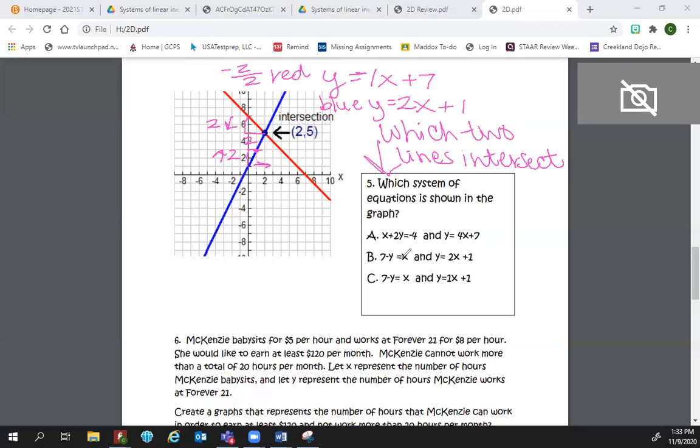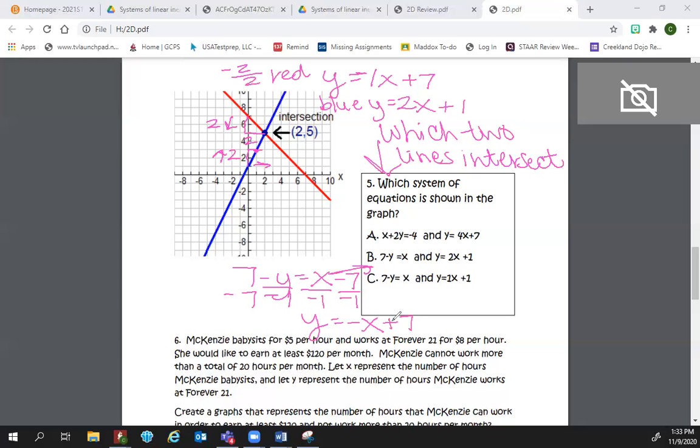Look at this equation. Is this where y is by itself? I can't tell anything until what do I need to do? Get y by itself. How do I get that y by itself? Subtract the 7, right? So subtract the 7 and then divide by what? Divide by -1. So now I have y equals -x plus 7. Do you see how that changed the negative and the negative?